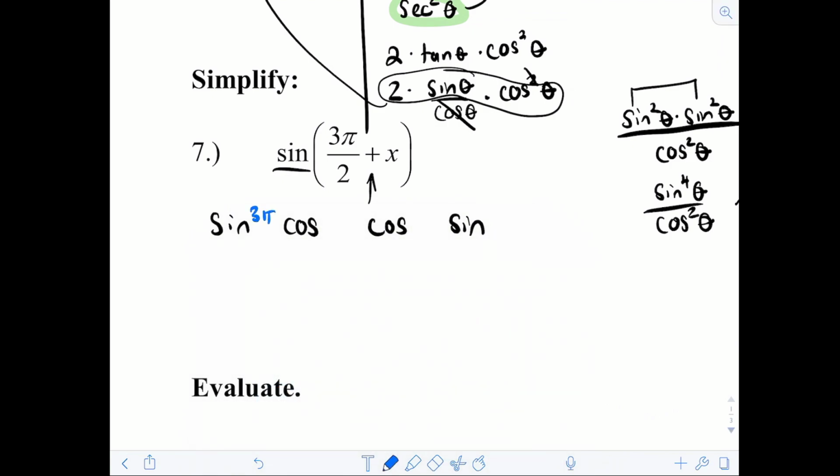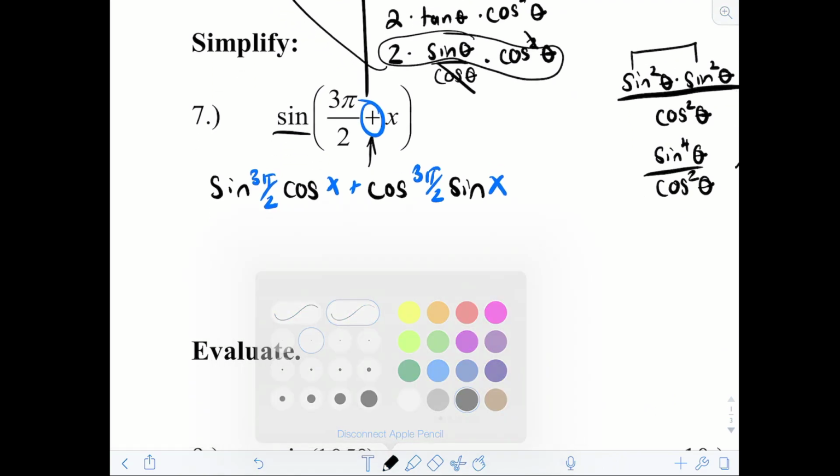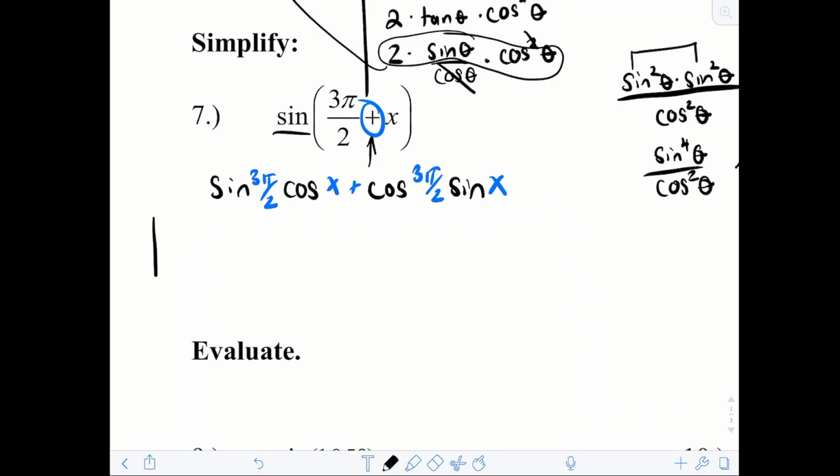So this will be 3 pi over 2. This will be x. This will be 3 pi over 2. This will be x. And it's addition because there's an addition sign there. So now we're going to have to remember sine of 3 pi over 2. That would be right at this value.